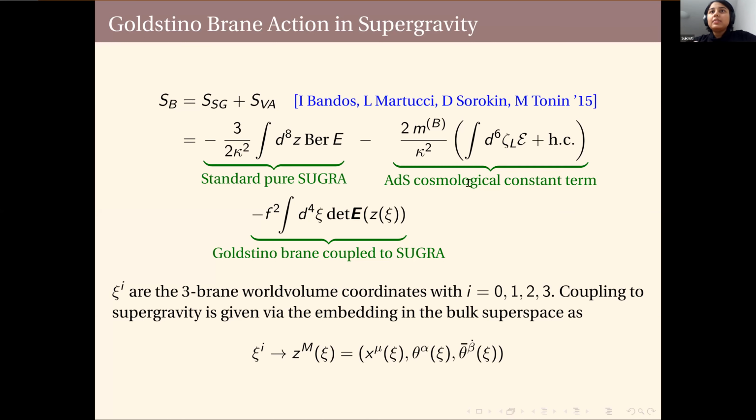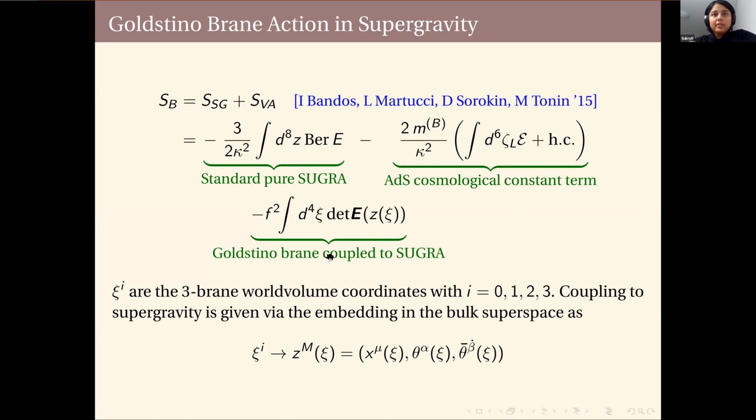Then the second part gives the negative cosmological constant term, or the AdS term. Here, this coordinate xi L includes the usual space-time coordinates plus chiral coordinates, the left chiral coordinates. These coordinates do not include the anti-chiral or the right chiral coordinates, but then you have this Hermitian conjugate here.